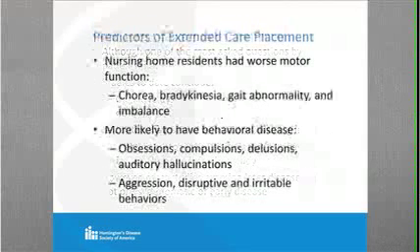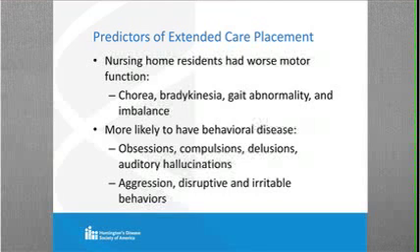So here is a summary of a couple of the studies that have specifically looked at this. Some of the predictors of extended care placement: nursing home residents had worse motor function, chorea, bradykinesia, gait problems, and imbalance, and this is from the Unified Huntington's Disease Rating Scale. It's not surprising, since many patients who wind up in nursing homes get in there easier if there's a lot more physical disability rather than cognitive.